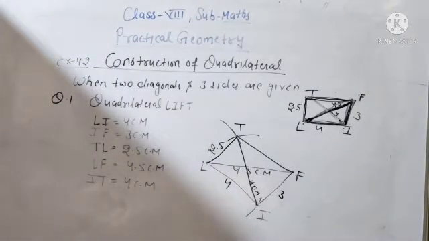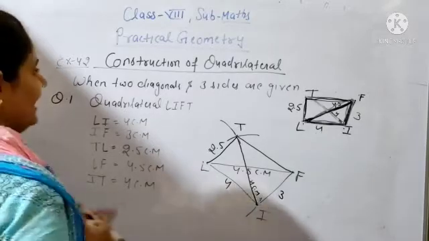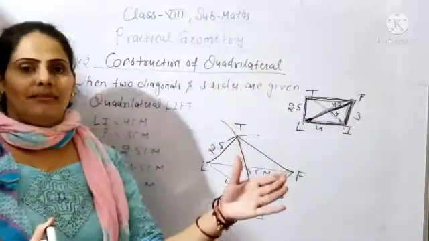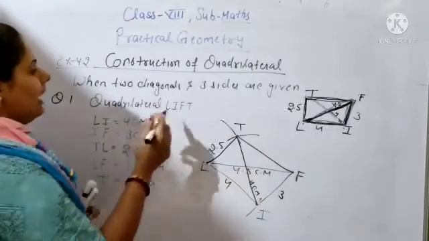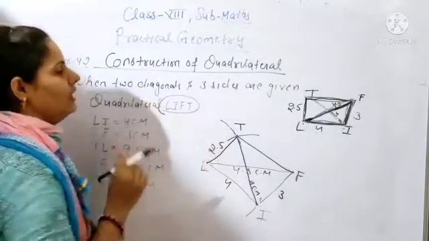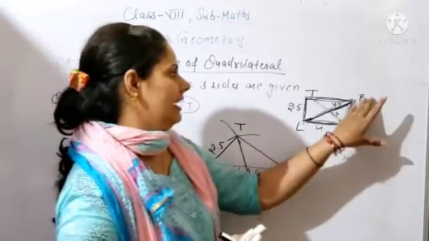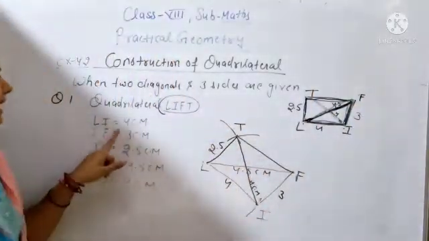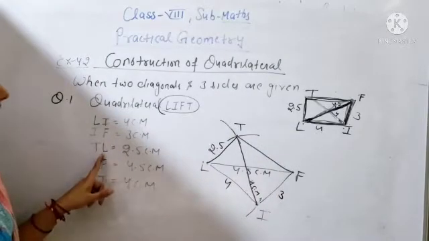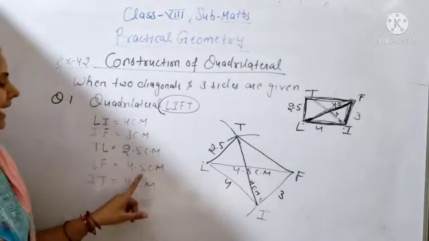When 3 sides and 2 diagonals are given, how will you construct the quadrilateral? Simply, when 2 diagonals and 3 sides are given, it is the same as the first exercise. First you will draw the rough diagram. So in the rough diagram, what is the quadrilateral? LIFT. The quadrilateral name is LIFT. So first you will draw the quadrilateral LIFT. After that you will write the lengths. What are the lengths given? LI 4 centimeter, IF 3 centimeter, TL 2.5, LF and IT.